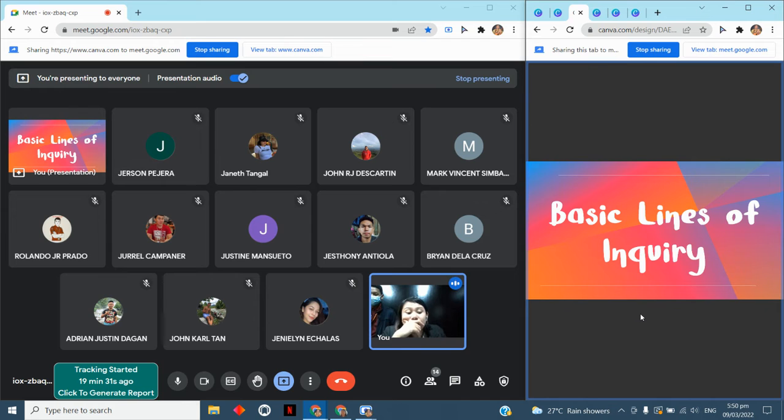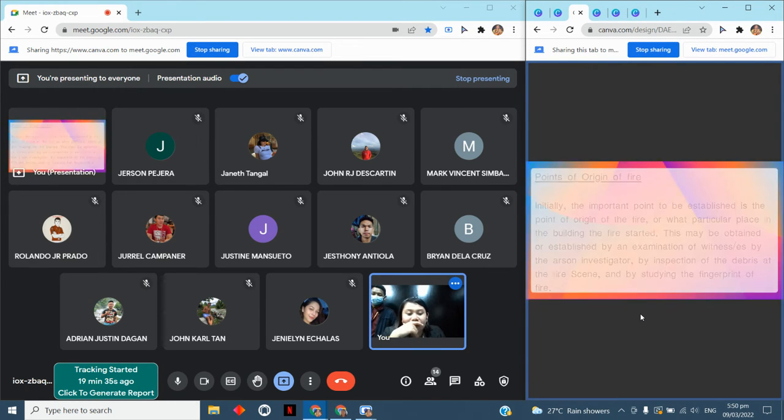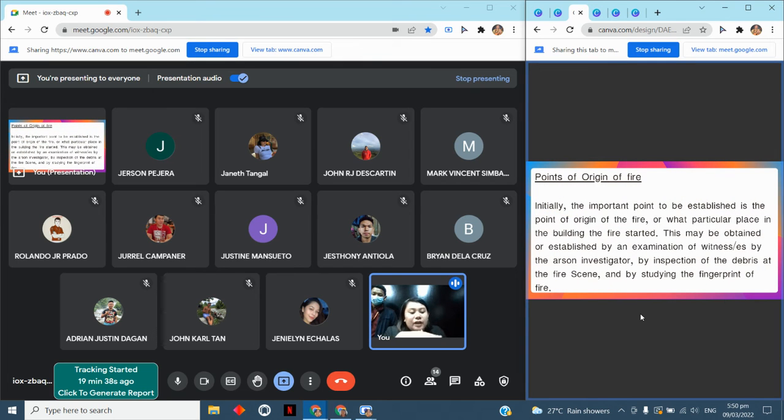So, we also have here the basic lines of inquiry. Depende na sa inyong pagbasa. So, points of origin of the fire. As I've been talking about from the very beginning, we can establish the origin of the fire if matingala ta nga daghan ang sunog sa usa ka area. So, maybe nag-start ang fire sa likod, tapos nanapod sa left side, sa right side, sa tunga-tunga dapit. So, we can try to point the origin of the fire.